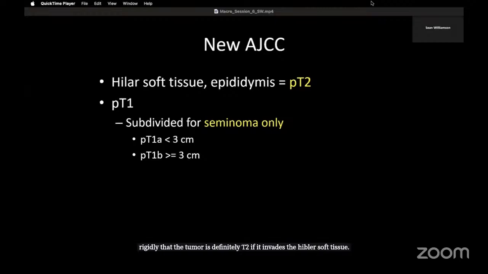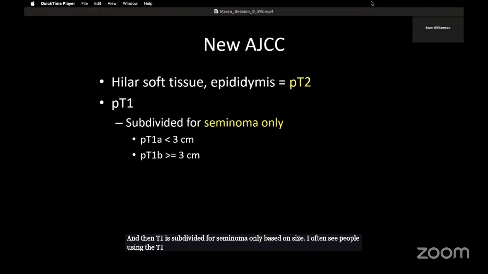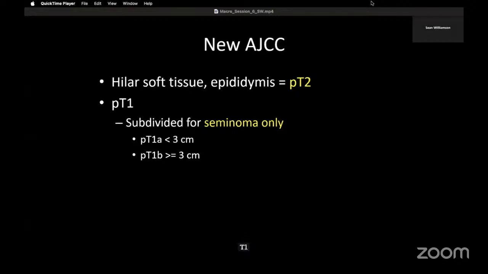And then T1 is subdivided for seminoma only, based on size. I often see people using the T1a and T1b staging for non-seminomatous germ cell tumors, but really T1a and T1b based on size is only for seminoma. So if you have a T1 tumor smaller than 3 centimeters, you could just call it T1 for a non-seminomatous tumor.